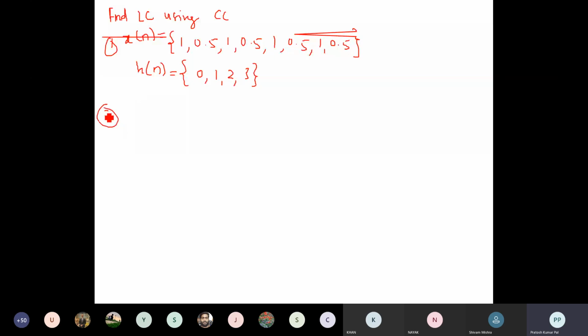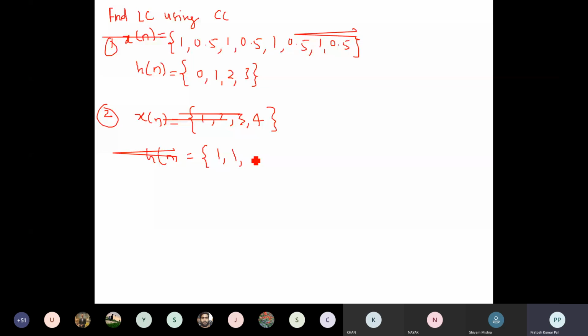The second one is x of n, it is 1, 2, 1, 2, 3, 4, and h of n is 1 1 1.